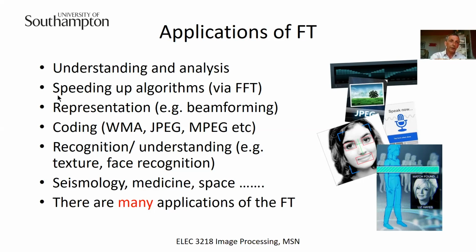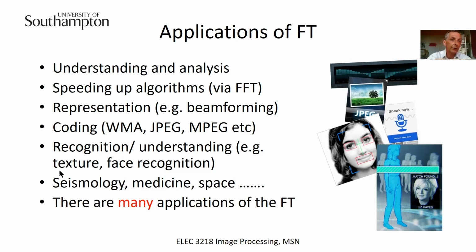WMA, Windows Media Audio, JPEG, Joint Photographic Experts Group, movies, they all use transform-based coding. JPEG uses wavelets, and WMA uses a DCT. And these are all variants of the Fourier transform. The Fourier transform was essentially the first thing that allowed us to do it.